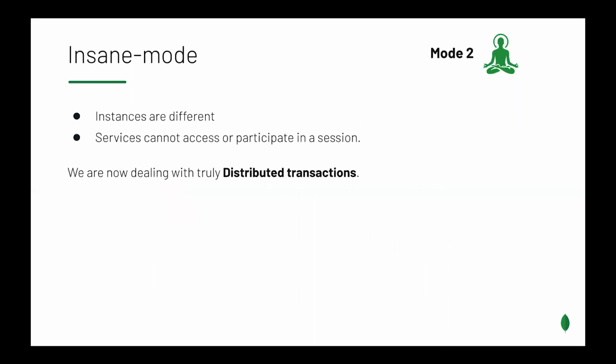Let's now take a look at mode 2. If the situation does not favor a mode 1 approach, then it quite naturally leads to a mode 2 approach. We end up in a mode 2 situation with the earlier case, or if the database instances used by services are different and the service cannot participate in transactions using a shared session. With that, we are now going to deal with truly distributed transactions. Mode 2 is nothing but pure distributed transactions.